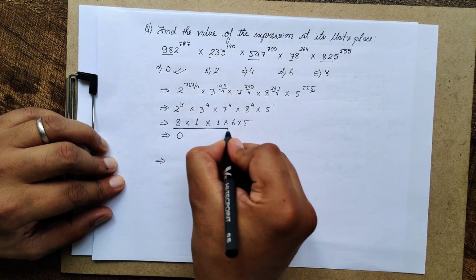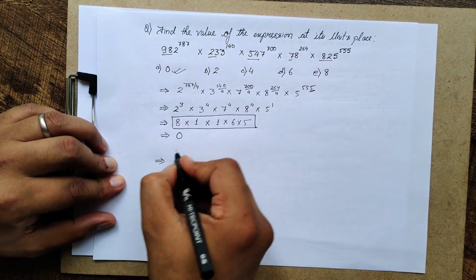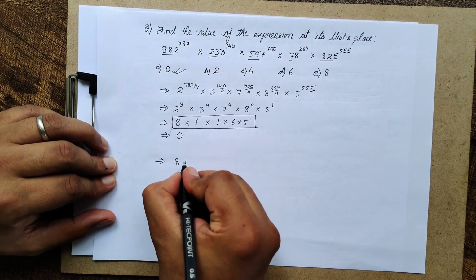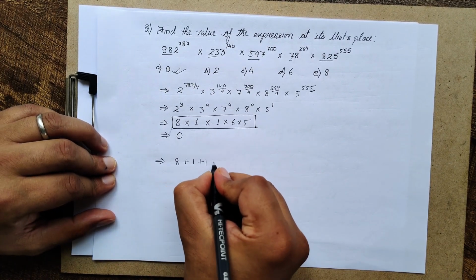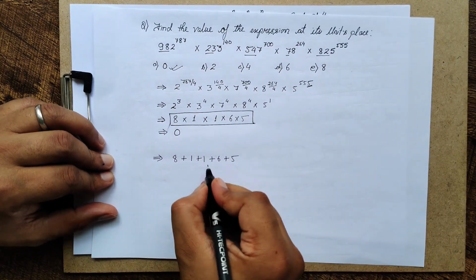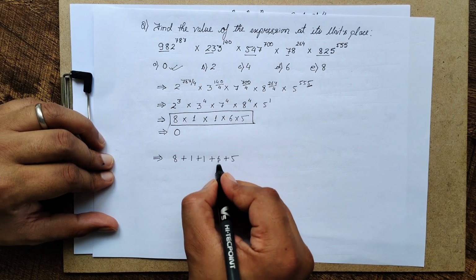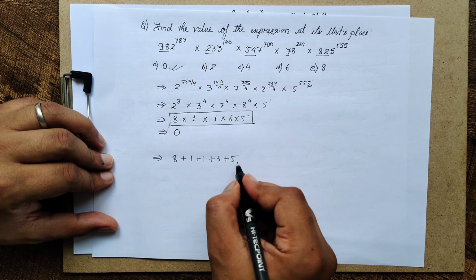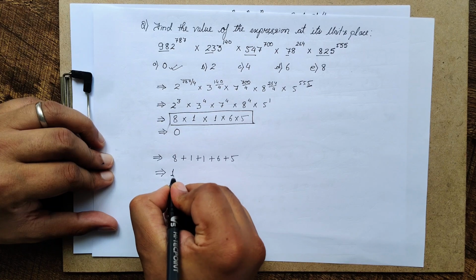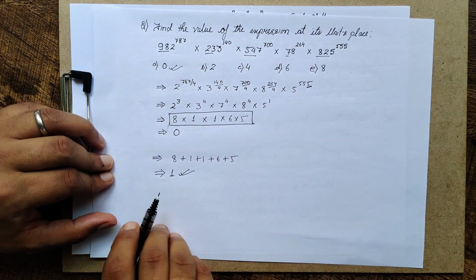So till here the process would have been same. Here we did multiplication, but if this would have been addition, only thing we would have done is 8 plus 1 plus 1 plus 6 plus 5, right? 10. So the last digit is 0 plus 6, last digit is 6 plus 5, 11. So last digit is 1. So the last digit of the expression would have been 1 if this expression would have been addition.